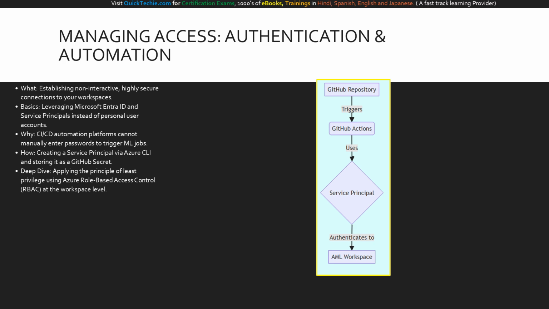Because the service principal has been granted specific RBAC permissions, the workspace accepts the connection and allows the GitHub action to start spinning up compute clusters, registering models, or deploying endpoints. This flow ensures that every automated action is authenticated, authorized, and fully auditable.